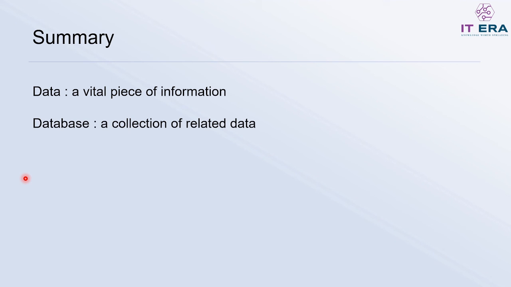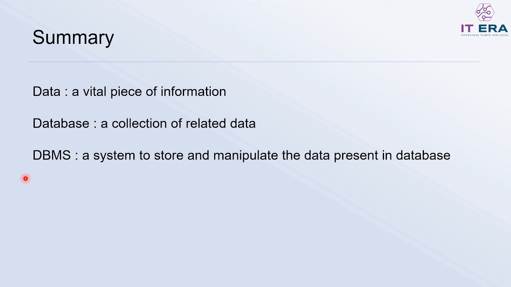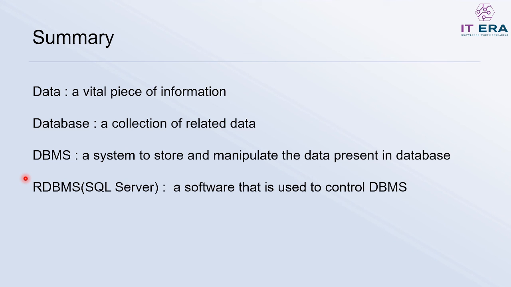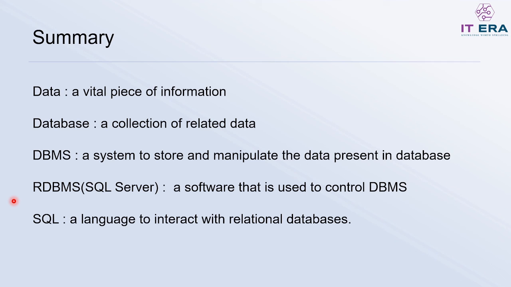Okay guys, now we know about databases, DBMS, RDBMS and SQL. To summarize today's session, I can say data is a vital piece of information. A database is a collection of related data. DBMS is a system to store and manipulate the data present in a database, while RDBMS is software used to control the database or a DBMS. And lastly, SQL is a language to interact with relational databases.